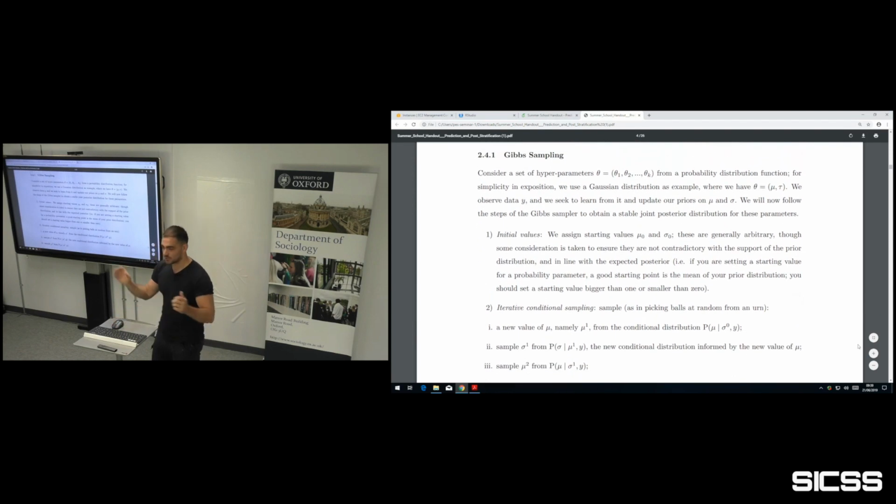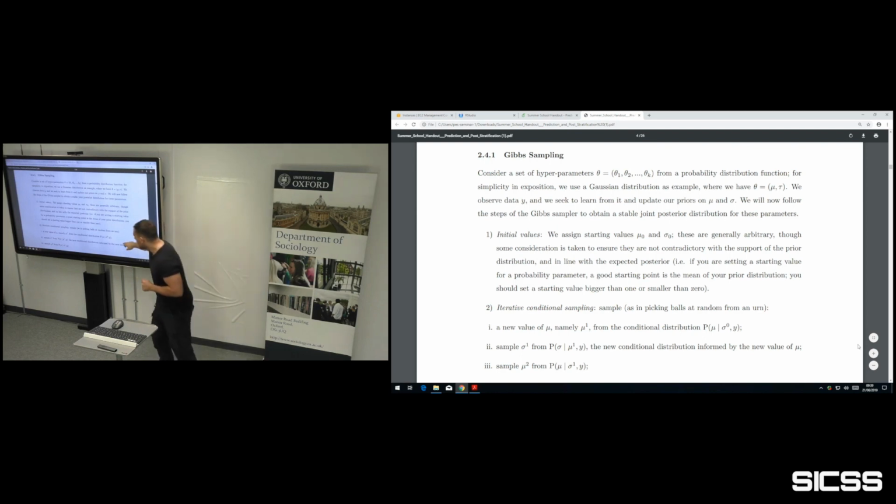So imagine you have a normal distribution. So you have two parameters, mu and tau, the mean and the variance. The variance in Bayesian statistics is usually coded as the precision, which is 1 over the variance. And the way the Gibbs sampler works is as follows. First, you set some arbitrary initial values for mu and tau. You might say, okay, I'm going to start with tau equals 1 and mu equals 0.